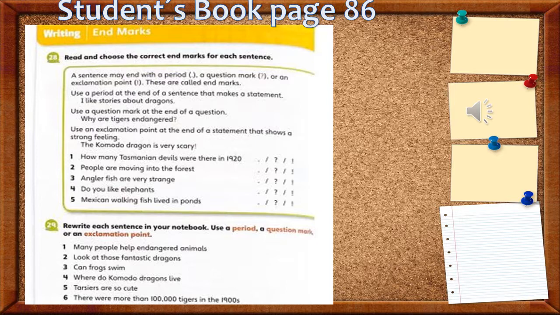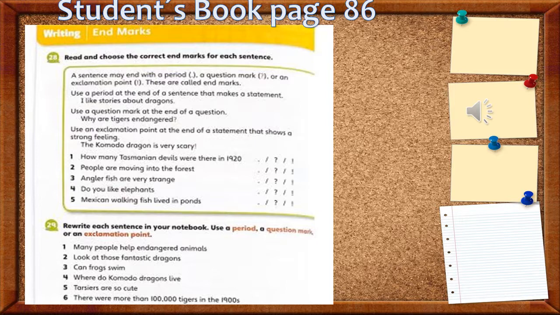Use a question mark at the end of a question. Why are tigers endangered? And then at the end, question mark. ¿Por qué están los tigres en peligro de extinción? Y usamos signo de interrogación. And then we use an exclamation point at the end of a statement that shows a strong feeling. The Komodo dragon is very scary.